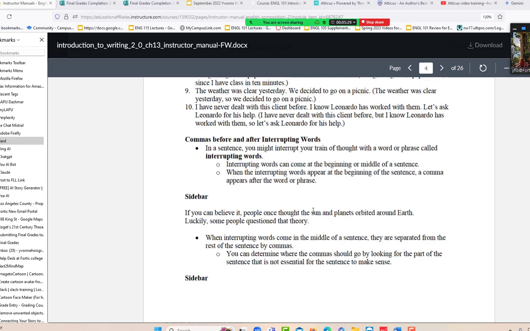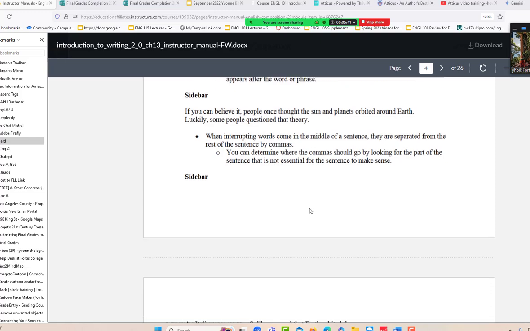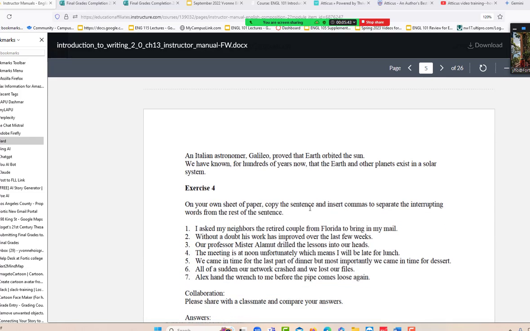When interrupting words come in the middle of a sentence, they are separated from the rest of the sentence by commas. You can determine where the commas should go by looking for the part of the sentence that is not essential to make sense. An Italian astronomer, Galileo, proved that the Earth orbited the sun. We have known, for hundreds of years now, that the Earth and other planets exist in a solar system.